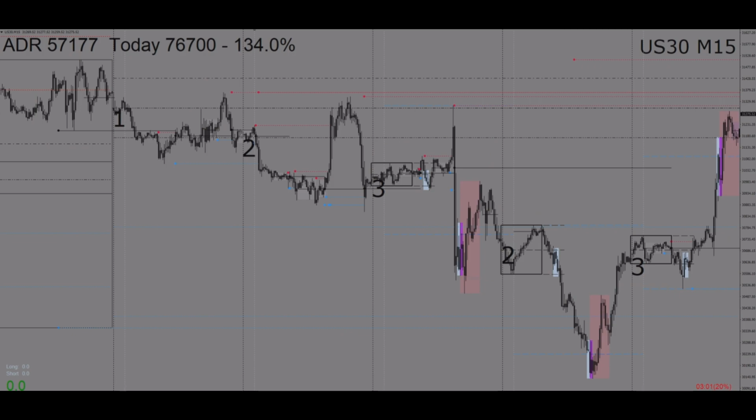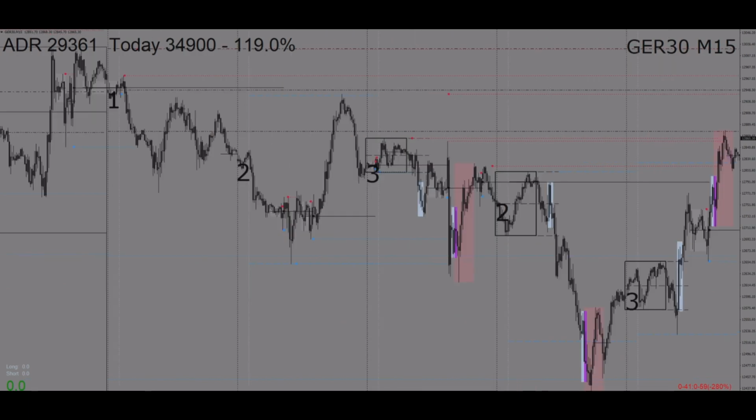So we head over to the German 30. Sorry, just bear with me. So we're on the German 30. We see that it mimics US 30, so nope.